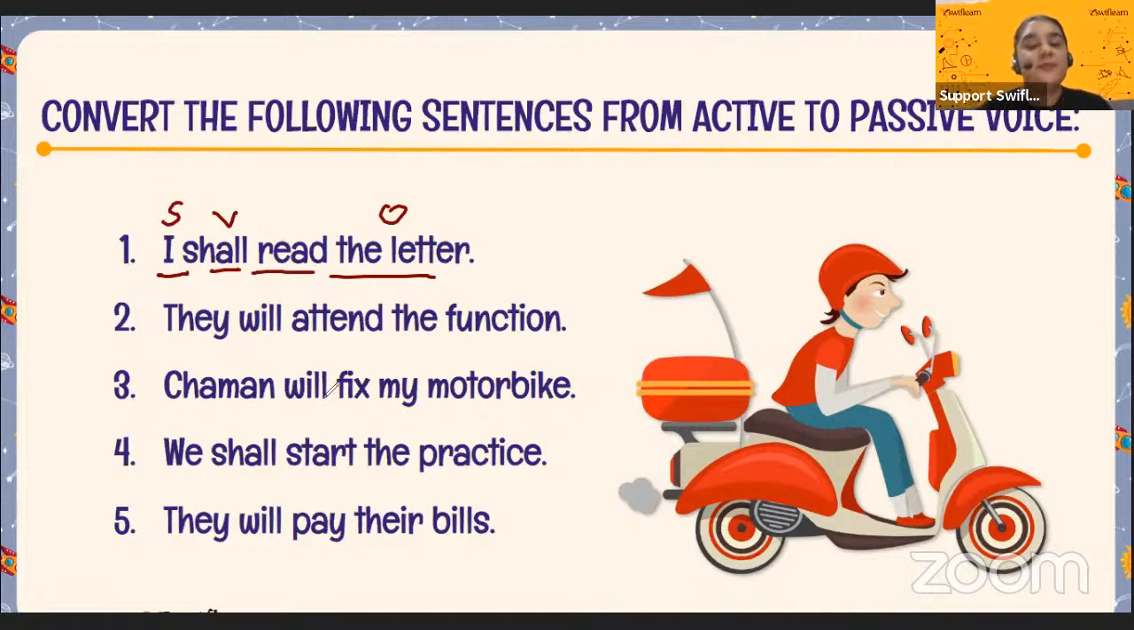Clear? Chaman will fix my motorbike. So my motorbike will be fixed by Chaman. Very good. Well done. We shall start the practice. The practice shall be started by what? Us. So we will change it into us. Very good. They will pay their bills. So their bills will be paid by them. So they will change into them. Very good.